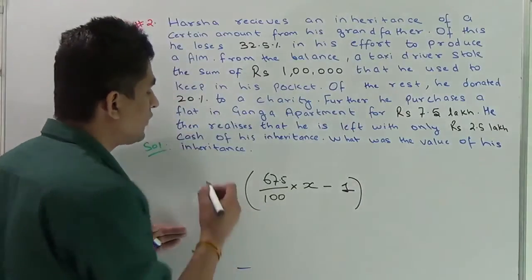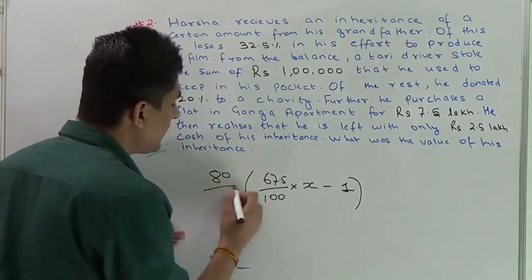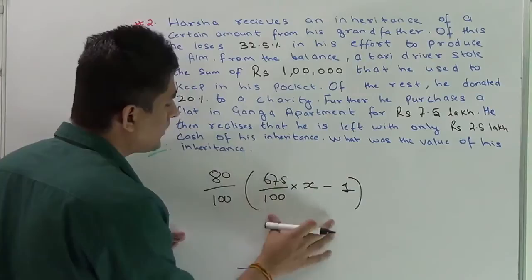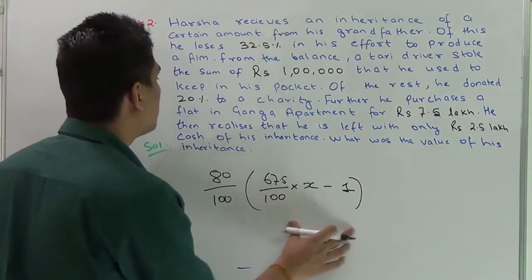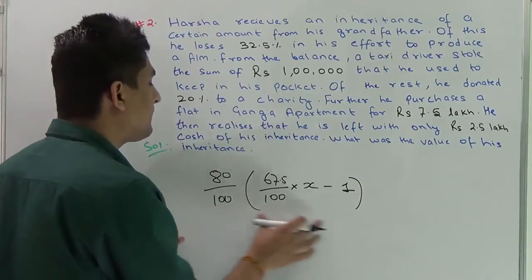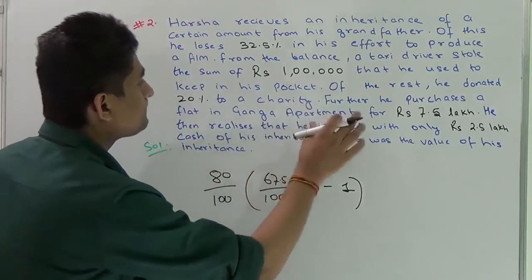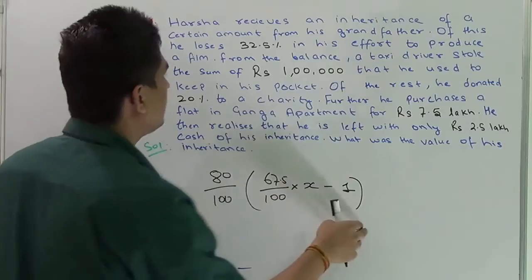We have learned this in the successive concept also. So he is left with 80 by 100 of this amount. I have calculated 80 by 100 into this amount. In this way, I have calculated 80% of the remaining amount. So finally he is left with this amount.